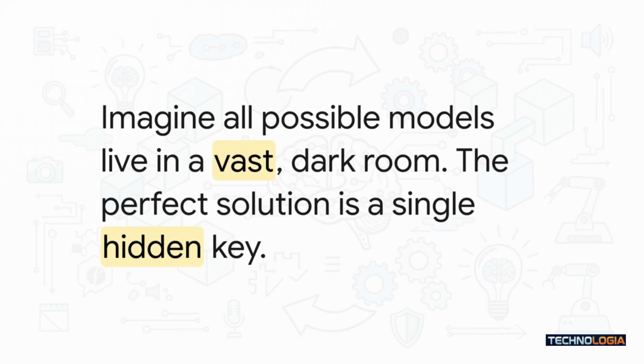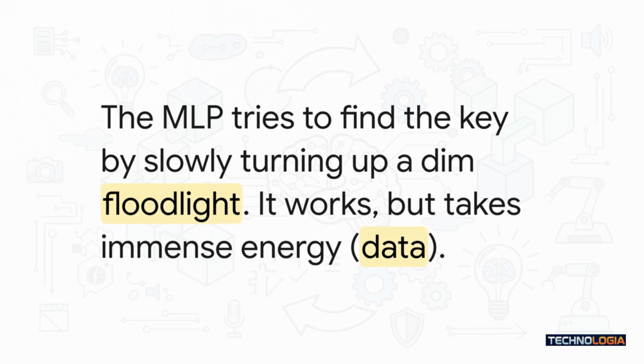Okay, so picture this. Imagine that the perfect AI model for any given task, let's say finding faces, is like a single, tiny key. And this key is hidden somewhere inside a vast, pitch-black room. That room represents every single possible mathematical function the AI could ever learn. It's a huge space. Now, the MLP, our brute force model, its approach is like trying to find that key by slowly turning up a single, very dim floodlight. It's trying to light up the entire room at once. And sure, eventually you might see the key. But think about this staggering amount of energy, or in our world, data, you'd need to light up that whole massive space just to find one little thing.